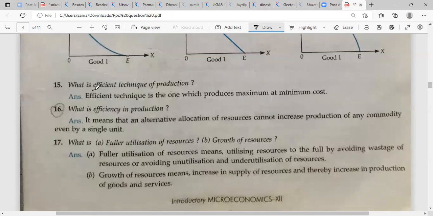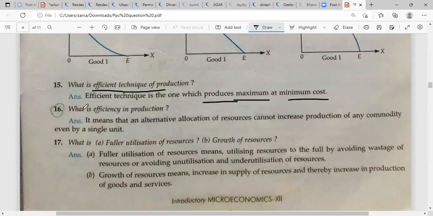Next is, what is efficient technique of production? Okay, efficient technique of production means you are going to use that technique which is going to give you maximum satisfaction at minimum cost. Like you are going to use your money less, but with that you are going to get maximum produce. Okay, so this is the efficient technique. So you will use that technique which will give you maximum profit and minimum cost.